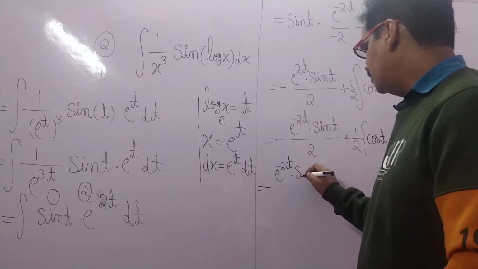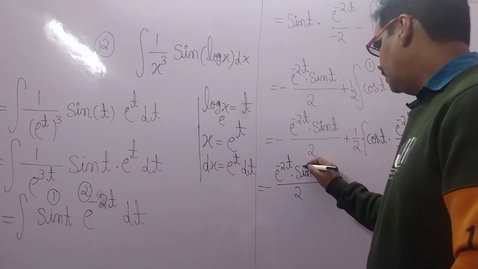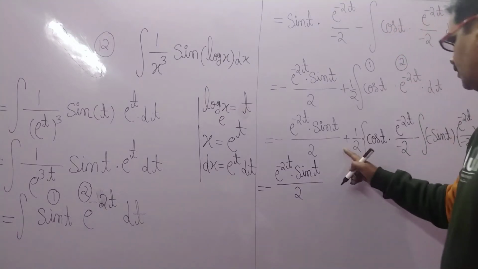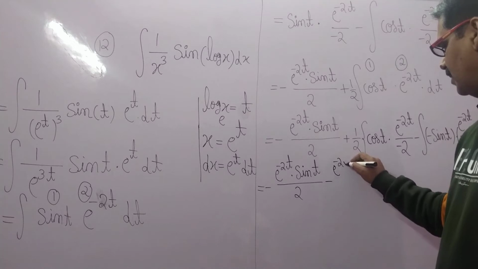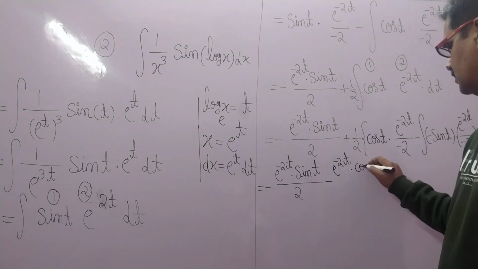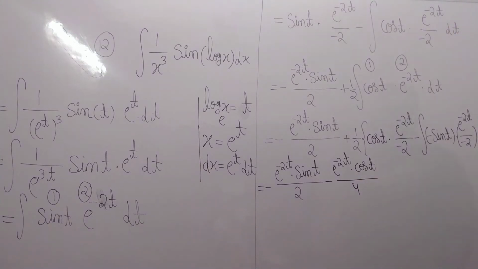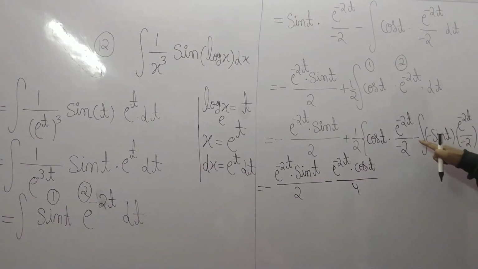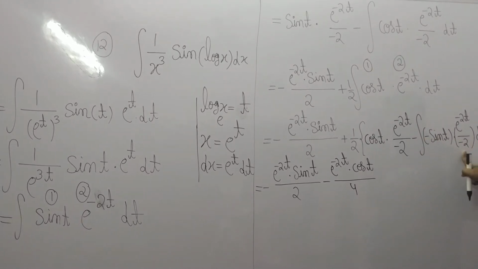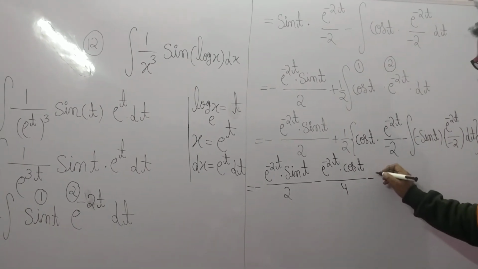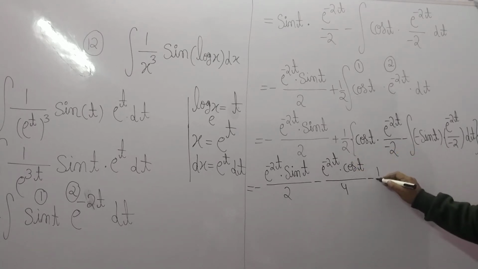e to power minus 2t sin t upon 2 plus minus minus, it becomes e to power minus 2t cos t by 4. We have three minuses, one minus is here, one minus is here and one minus is here. So it becomes minus 1 by 2, 1 by 2, 1 by 4.